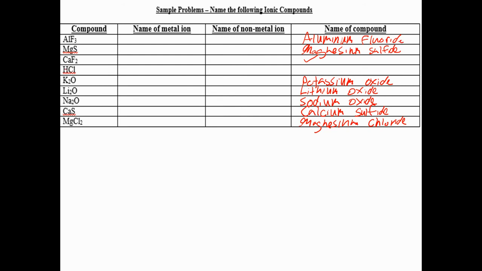We're going to skip HCl for now because, as you can see, it's two nonmetals. This is a bit of a different one. You would just call it hydrogen chloride, but there are different naming rules for these altogether, so we'll skip that for now. Essentially, when you see a metal and a nonmetal, you're dealing with a binary ionic compound. You name the metal first, then the nonmetal, and change the ending to IDE.